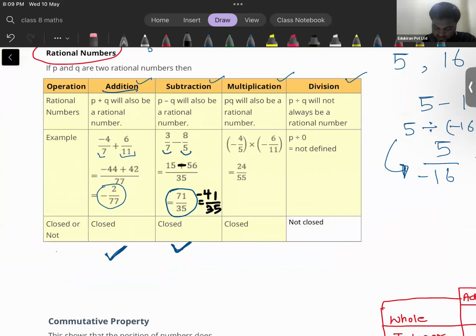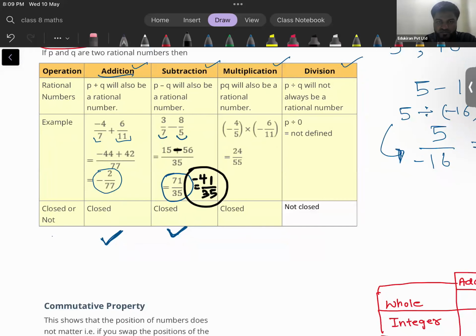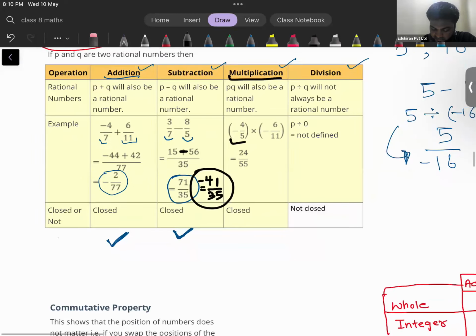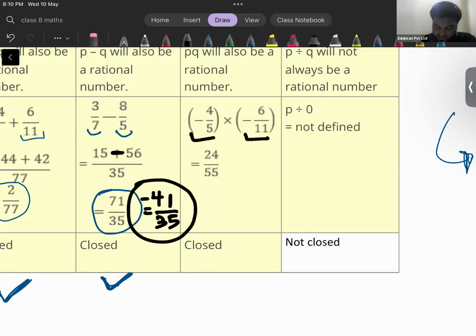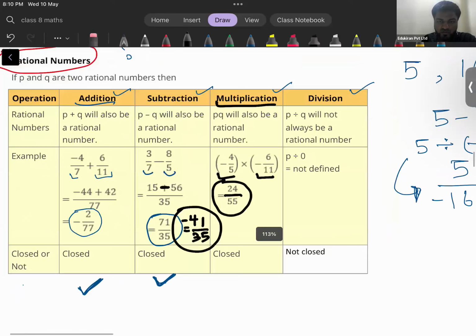So here also we get a rational number, right? So we say that subtraction is also following the closure property for rational numbers. Okay, what about multiplication? That is very simple. Take a few examples here. We have got two negative rational numbers, and it gives you the value 24 upon 55. So multiplication is also following the closure property.